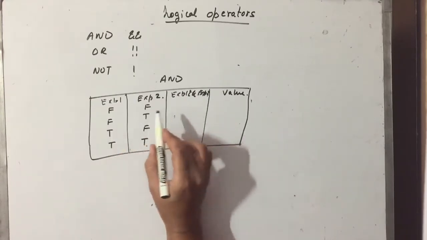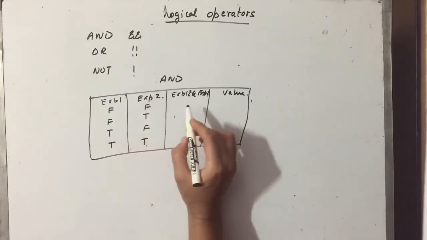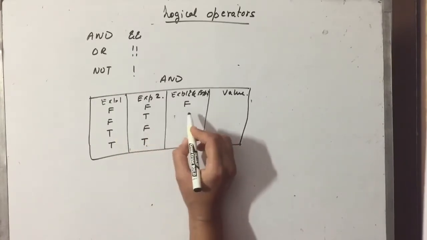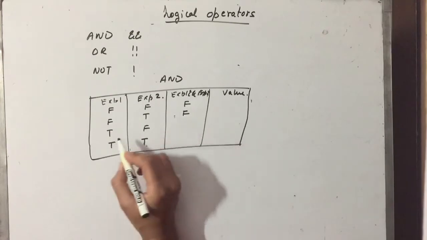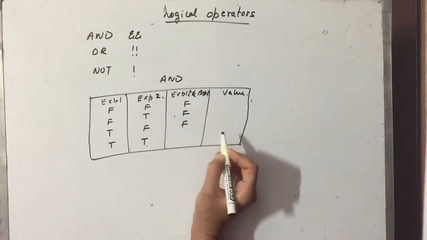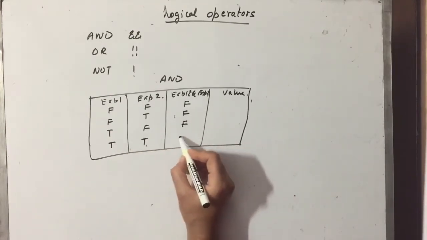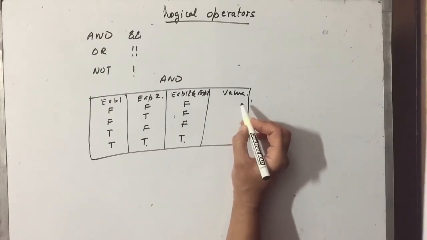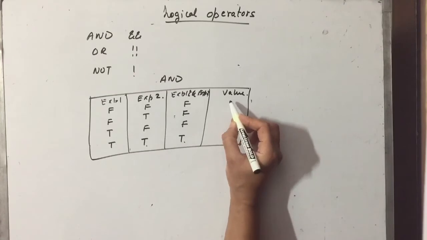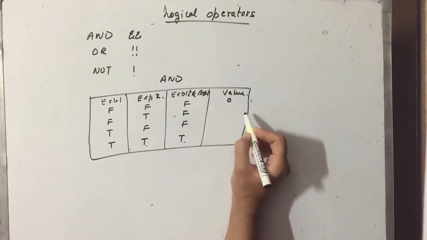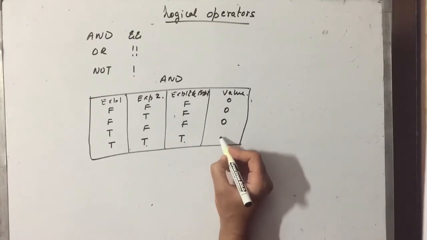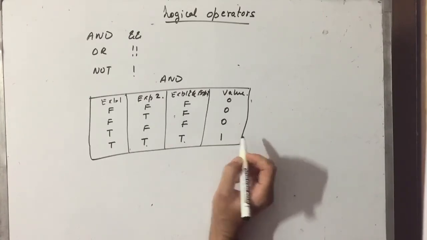So when you do the ANDing, if both are false, the answer will be false. If one of them is false, the answer is false. Here in this case also it is false, and if both are true, the answer will be true. So in a programming language, false evaluates to 0, this also evaluates to 0, this also evaluates to 0, and this evaluates to 1.